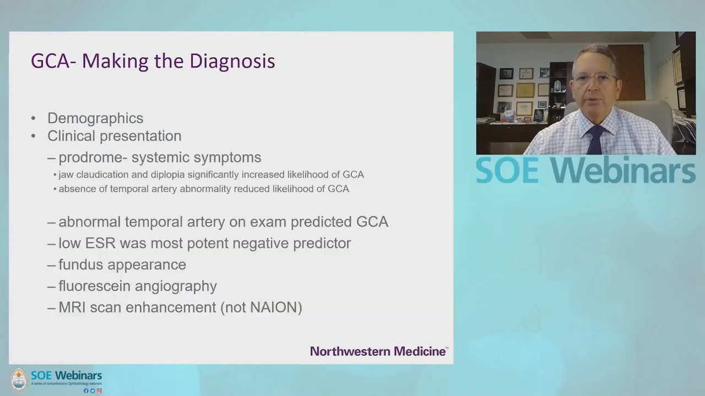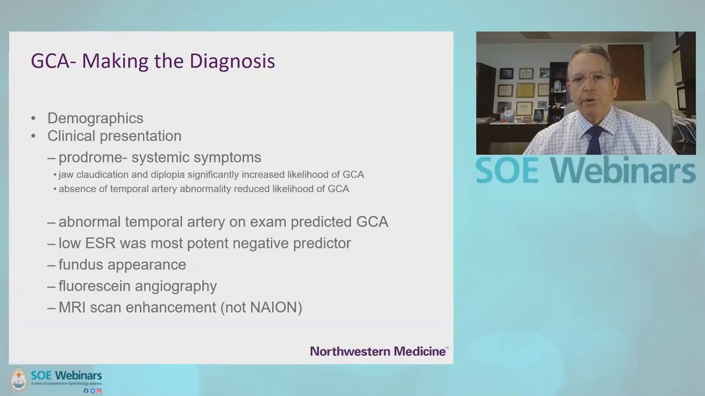In terms of making the diagnosis, as mentioned, the demographics, the older women who are lightly pigmented, that's the most common population. Remember the prodromal symptoms as listed with jaw claudication and scalp tenderness, the abnormal artery on exam. Remember that the most potent predictor of not having temporal arteritis is in fact the low SED rate, but unfortunately somewhere between 15 and 20% of patients with giant cell will have a normal sedimentation rate. So you don't get off the giant cell train, so to speak, or making that diagnosis just because of the SED rate.